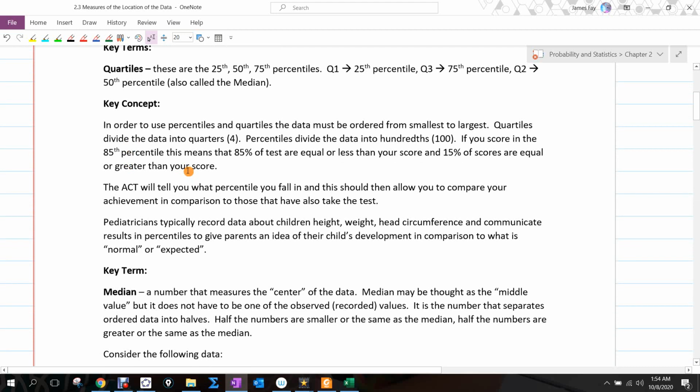So if you score in like the 85th percentile, that means that your score is better than 85%, equal to or better than 85% of the people who have taken that test. It means there's 15% of the people have done better than you. ACT tells you how you score. A lot of college entrance exams will tell you, how did you score against everybody else. ACT, SAT, that type of thing.